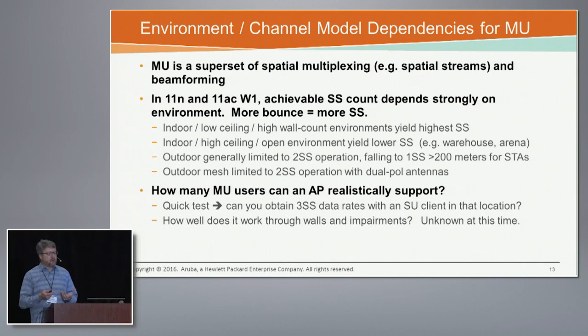So how many MU users can an AP realistically support? This was one of my main questions back in November. The silicon vendors told us, and we basically saw this in our own testing, that a quick check is: what's the maximum data rate you can get with an SU machine? Can you get 3-stream SU rates? If so, you can probably get 3 MU streams. If you can't get a 3-stream SU rate, you're not getting 3 MU streams in that environment. So that's just a quick sanity check.